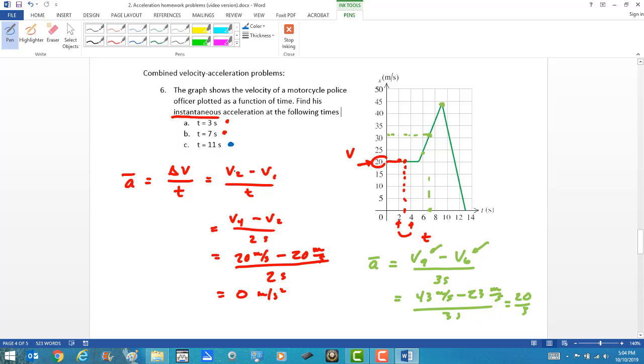How about 11 seconds? I'm going to let you do this, but notice the curve is going down. That means he's decelerating. Between about 9 and 13, he's decelerating, actually all the way down to a stop here at 13 seconds. So we're going to have a negative acceleration. Just pick a useful part of the curve, let's say between 10 and 12 seconds, and set it up the same way. The velocity at 10 would be, I don't know, 33 meters per second. The velocity at 12 would be maybe 12. Set it up, keep track of your signs, you get a negative acceleration for that one. And in the denominator, you would have 2 seconds.